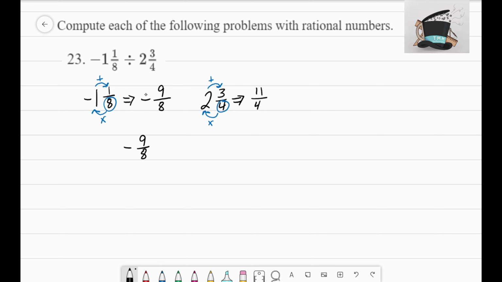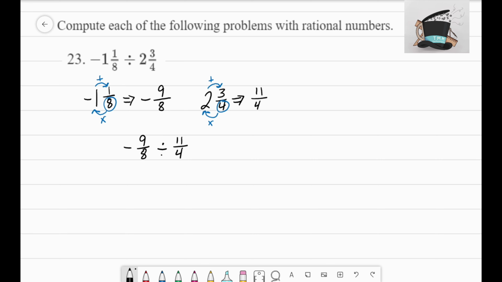These two, this is my improper fraction, this is my mixed number. Both of these values are the same. They're just written in different forms. I'm now going to write my divide sign. And again, instead of writing 2 3/4, I'm going to write it as an improper fraction, 11 over 4. So now I just have two fractions that I'm dividing.